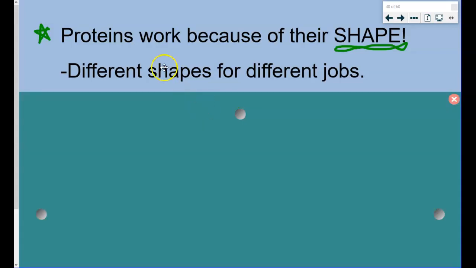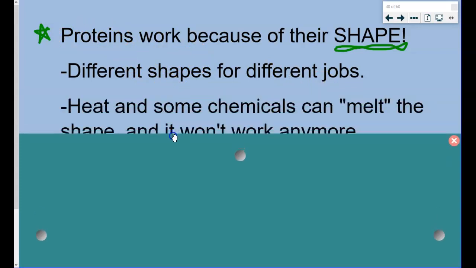Just like the tools in your house, the shape of a screwdriver has the job of putting in screws. The shape of a hammer has the job of pounding nails. The shape of a saw has the job of cutting. Okay, so just like the tools in your house, proteins all have different shapes for their different jobs.